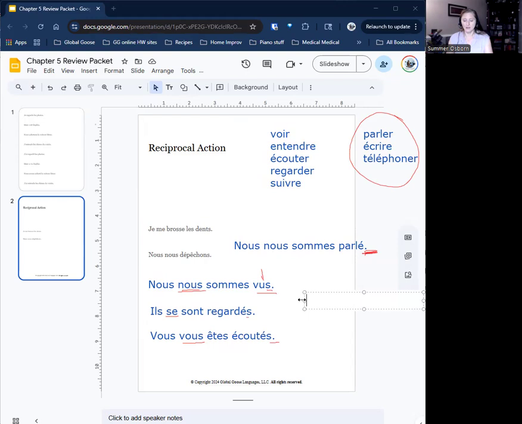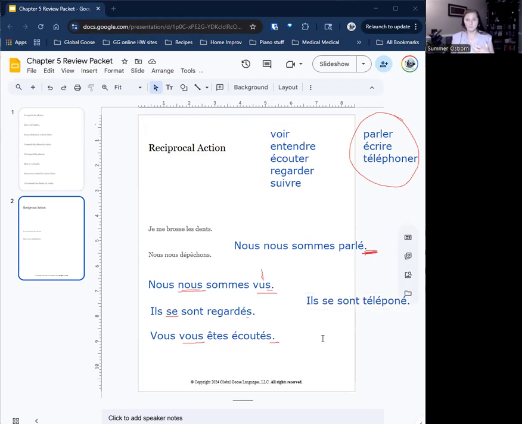Same thing. They called each other. Ils se sont téléphoné. I would say je téléphone à Sophia, and therefore it takes an indirect object. So the se is an indirect object pronoun. Therefore, I'm not making agreement there. Okay. And that's basically it.